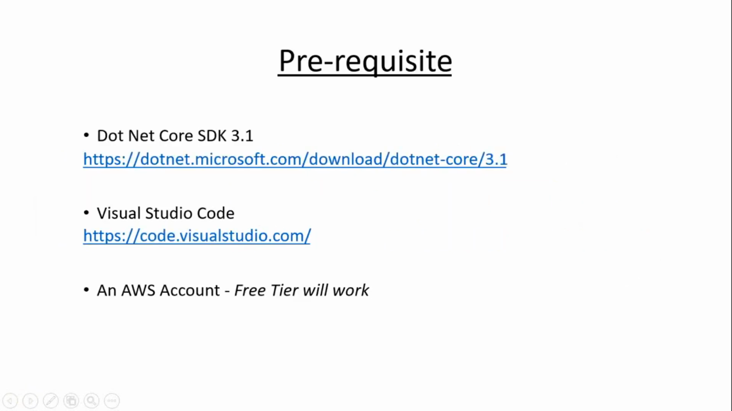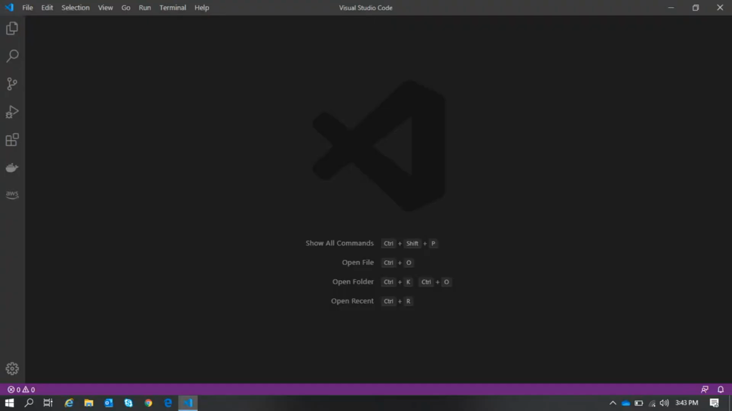So the prerequisite will be you have to download the .NET Core SDK 3.1, which is the latest as of today. And we are going to use Visual Studio Code as an IDE to develop this API. We also need an AWS account to interact with the Lambda and the API Gateway. Before we start with the coding, make sure after installing all the software, you restart the system. So let's start with it.